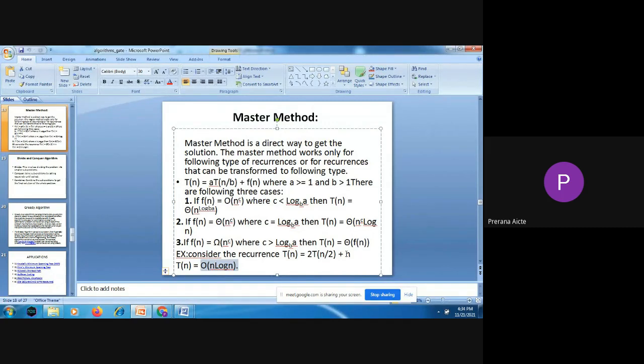So based on these conditions, we are going to solve the recurrence relation to find the time complexity using shortcut way. Using substitution method of solving the recurrence relation is somewhat time taking and difficult. So we will follow this master method to find the time complexity of the given recurrence relation.